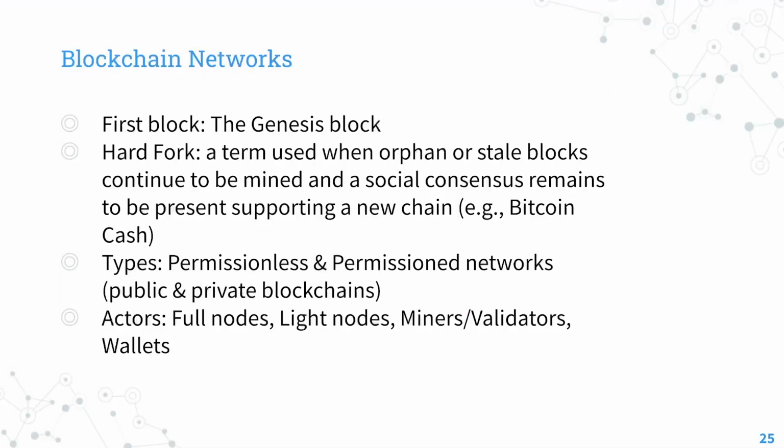So moving to blockchain networks, let's clarify some general information regarding blockchain networks. The first block in any blockchain is called the Genesis block. Consensus always supports the longest chain. Orphaned or stale blocks are discarded. A hard fork is a term used when an orphan or stale block continues to be mined by a social consensus, remaining present and supporting a new chain. For example, this was the Bitcoin Cash scenario.